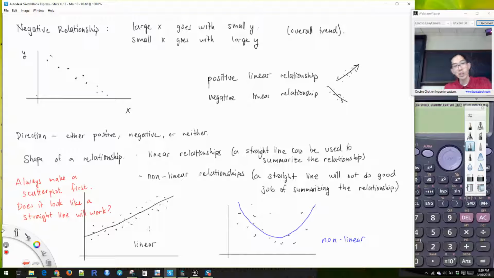Okay, and it's true. You can ask two different people, and one might say, I think a straight line could work, and someone else will say, I don't really think a straight line could work. And they're probably both kind of right, because it's probably a data set that is in between what is obviously a straight line and what's obviously not a straight line. And so that could happen as well. Okay, so we've got the direction, we've got the shape.